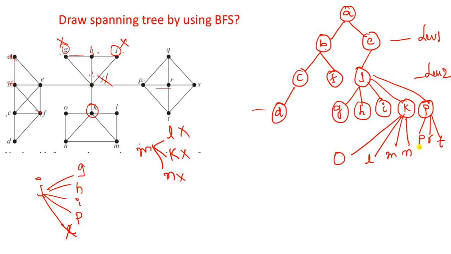And what about P? Sorry, for P again it is Q. What about Q? Q has P and S. So P and S: P is visited but S is not visited. So I write S here. And next, any still pending? Q also has R, but R is already visited, no? So no, I do not write it again.